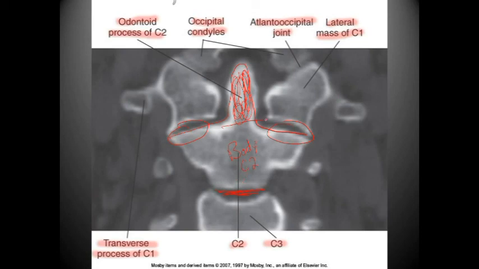And we have to look at C1 as well. We're getting ready to go into the posterior arch of C1, but we do have the lateral masses. And we do have the occipital condyles here, and the superior articular processes there. The transverse process of C1 bilaterally. And I believe that is it.